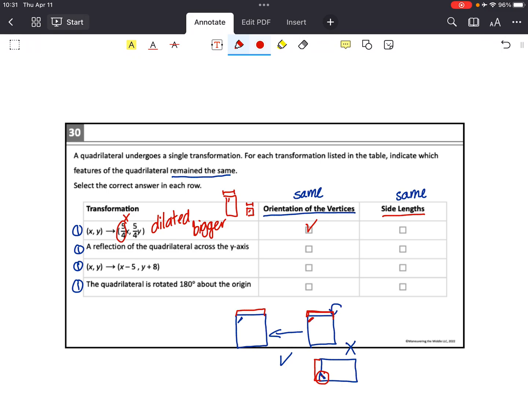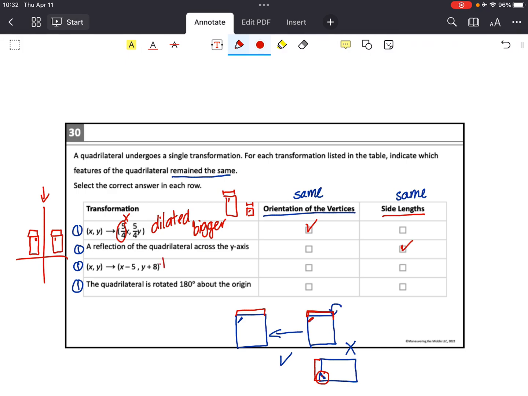A reflection across the y-axis. That means if I had this piece of paper over here, then I have my x and y axis, it's going to reflect over this, meaning that afterwards, it'd be like a mirror, and the staple would be on the top right corner. So therefore, the orientation does not stay the same. The side measurements, how long this is, does stay the same.